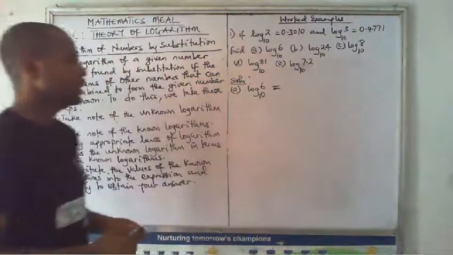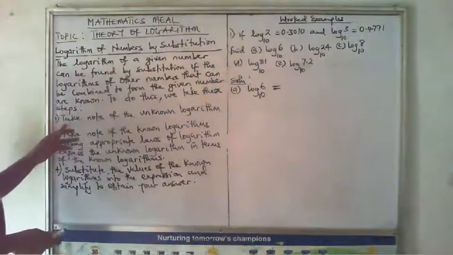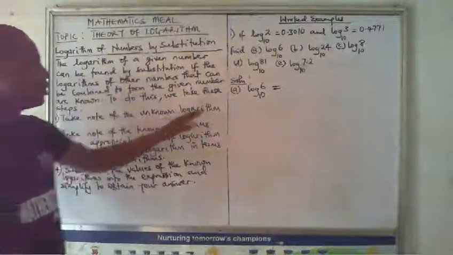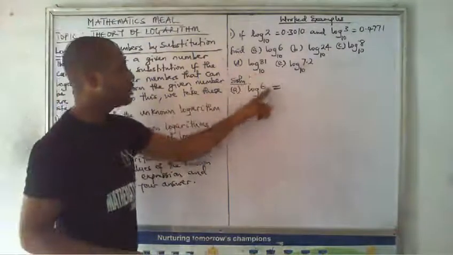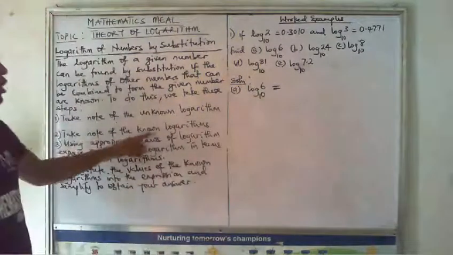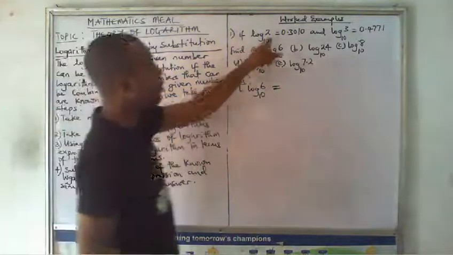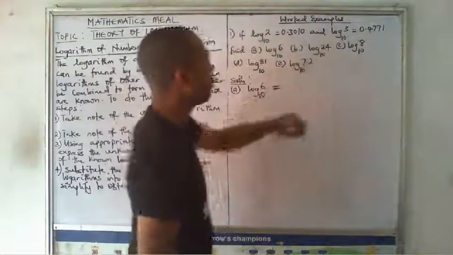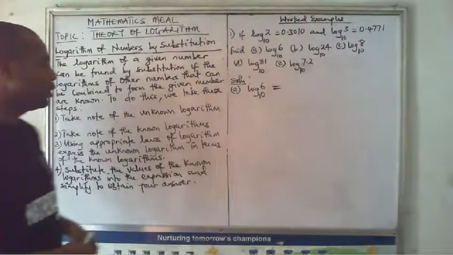We need to find it. So they say take note of the unknown logarithm. We don't know the logarithm of 6. Also take note of the known logarithms. So we know the logarithm of 2 and the logarithm of 3. They are the known logarithms.